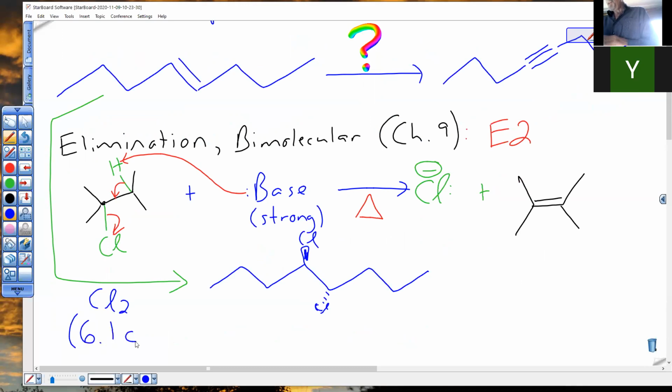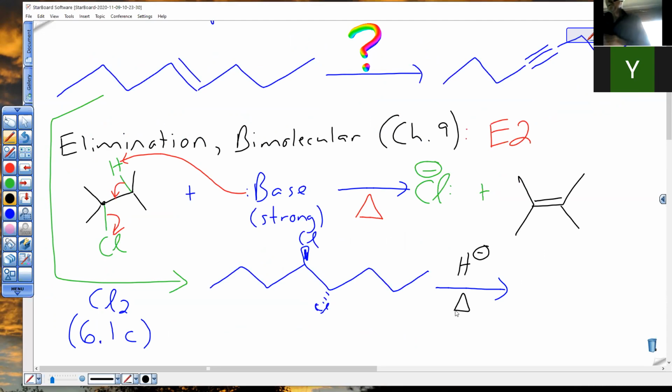6.1 C in your textbook. Halogenation. And now I can treat this with strong base and heat. This new reaction I just learned. So strong base and heat. I don't know, how about H minus and heat?